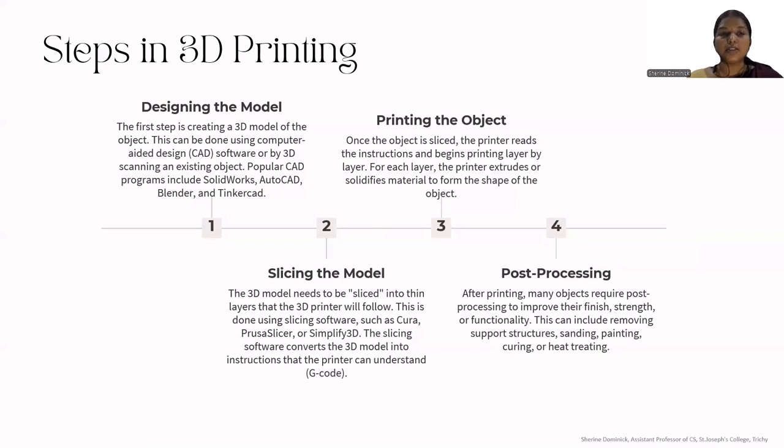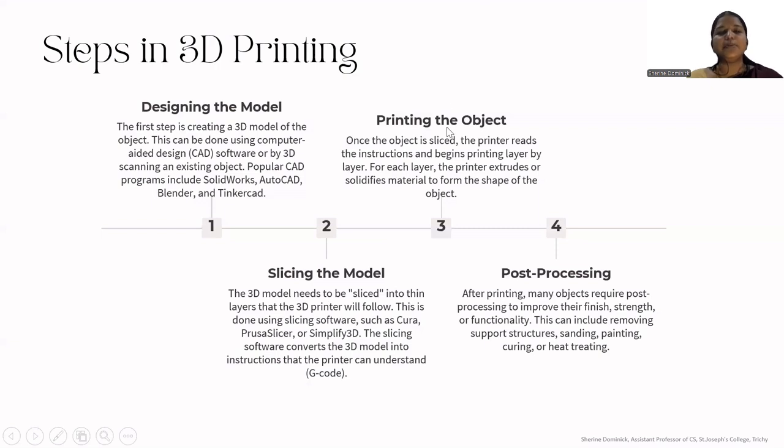Now, the second step is slicing the model. As I told in the previous step, we are now going to build the model layer by layer. So we need to know how each layer has to be built. So once the model has been developed, this design has to be split into different layers, and what each layer has to print will be given in the slicing process.